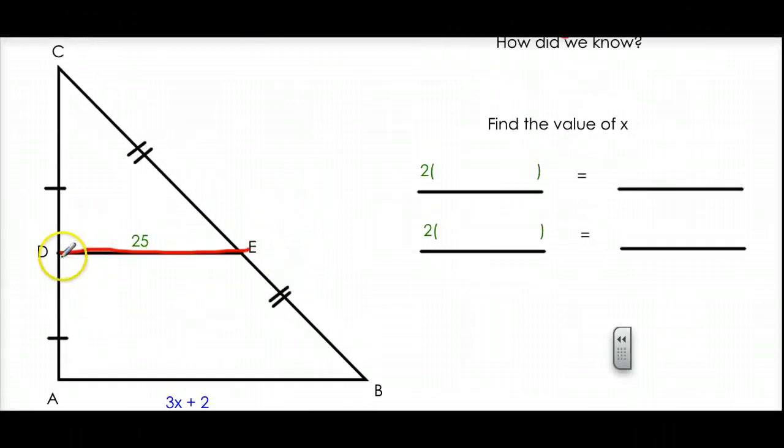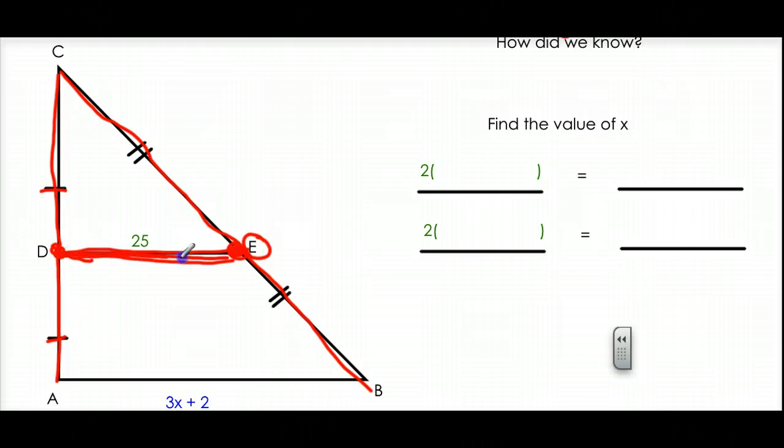Well, we knew that because D is the midpoint of CA, and we knew that because we have our congruency marks here. AD is congruent to DC, so I know D must be in the middle. And I know CE is congruent to EB, so E must be in the middle. So because these two are our midpoints, if we connect those, DE would be our midsegment.